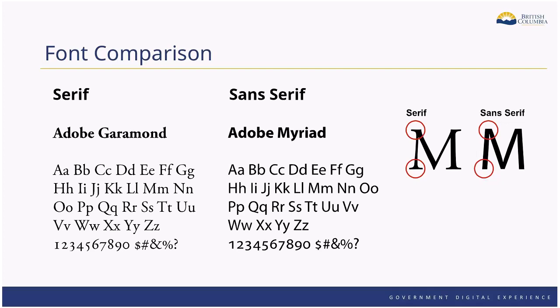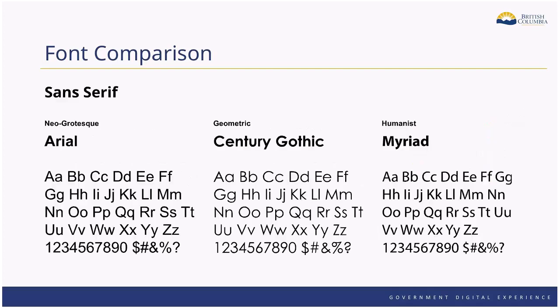However, on screen, the serifs can appear to blend individual characters together, especially at smaller sizes, making Garamond an unsuitable choice for accessibility. So sans-serif, meaning without a serif, typefaces are widely preferred for on-screen use.